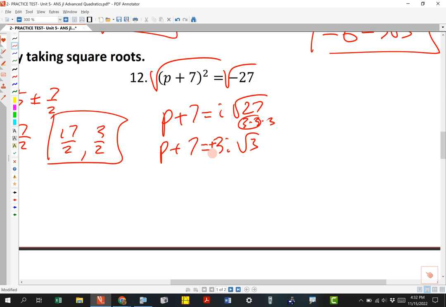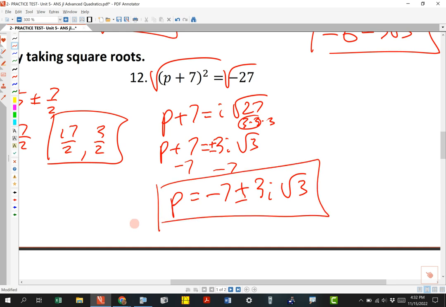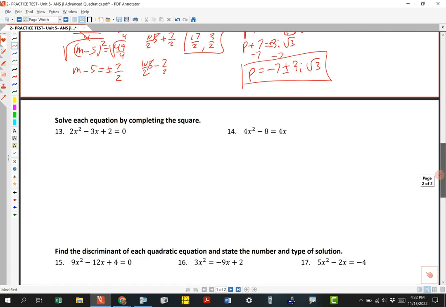And don't forget the plus or minus on here. And move that over to the other side by subtracting 7. So here's what we get. We get p equals negative 7 plus or minus 3i radical 3. Okay, so there's the answer to that one. All right, let's take a look at the other side and see what fun we have for us there.